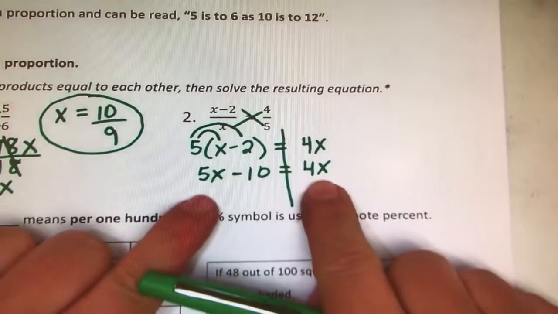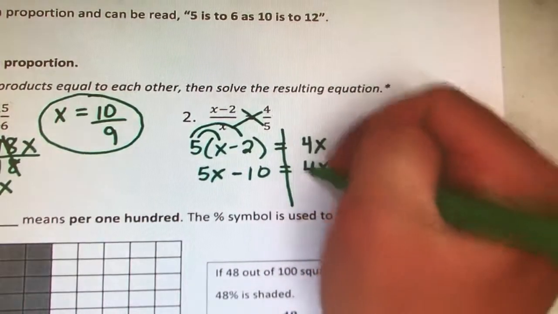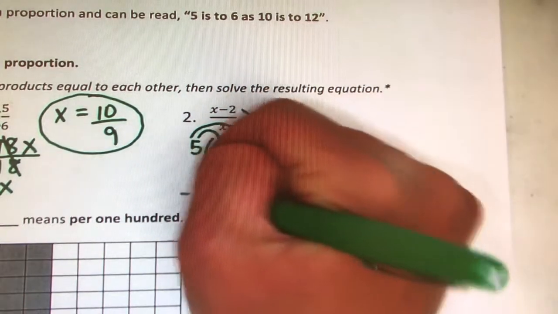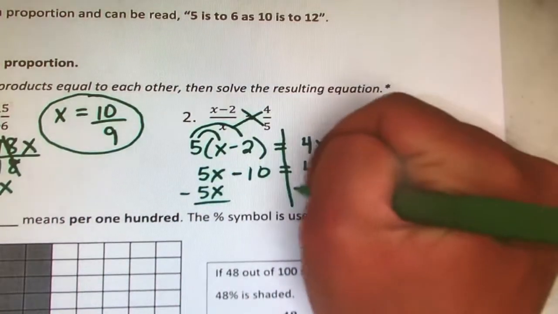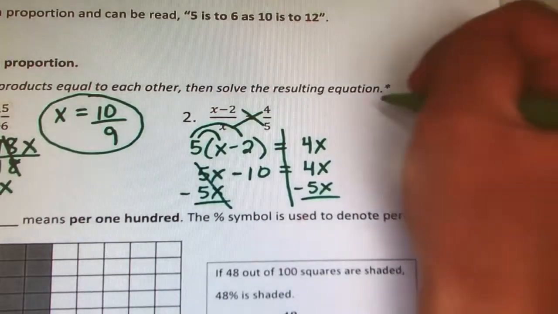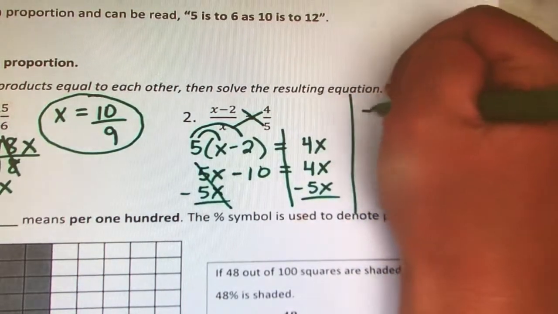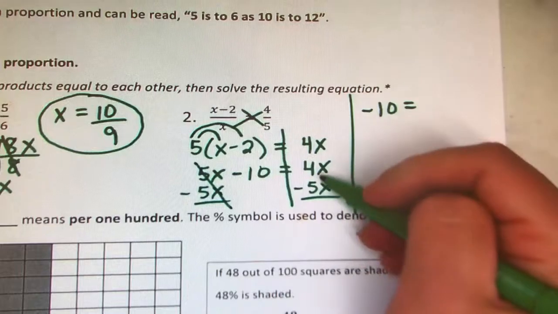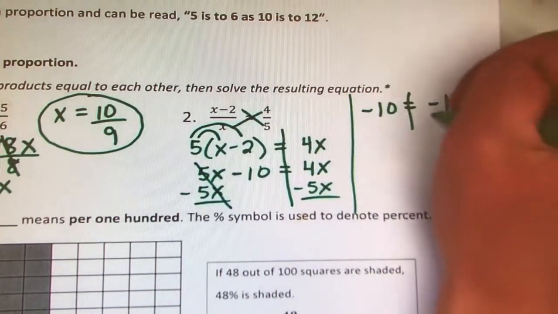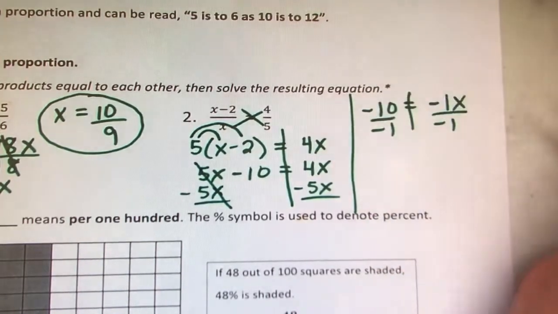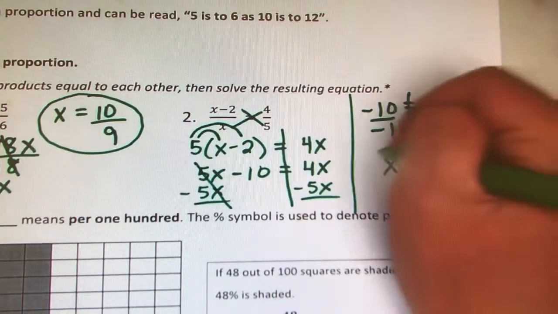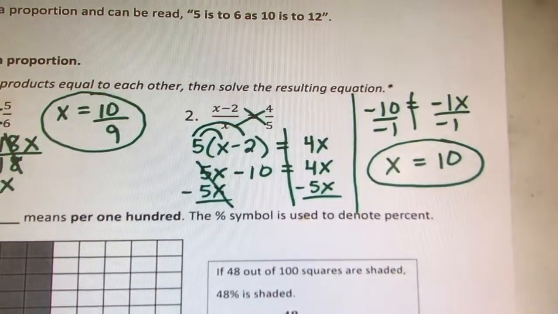Now, I have x's on both sides. I want to get them on the same side. Now you can move either one. In this case, I think I'm going to subtract 5x from both sides. Okay, and I'm going to come up here at the top. So these 5x cancel each other out. We're left with negative 10 on the left equals 4x minus 5x, which is negative 1x. To finish, divide both sides by negative 1. So negative 10 divided by negative 1 gives a positive result of 10. So x equals 10.